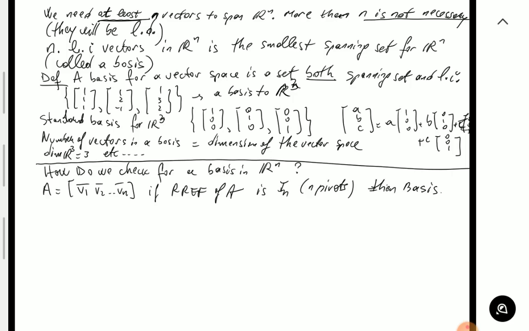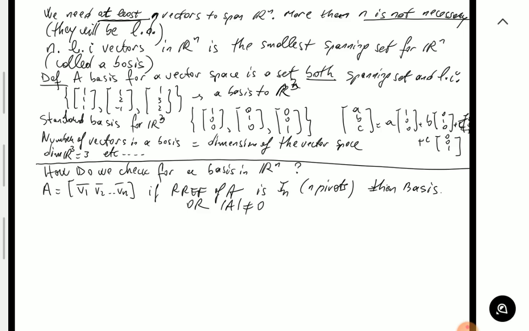And notice that there is an equivalent way of checking this, because having a unique solution is equivalent to saying that A has an inverse. That means the determinant of A is not equal to 0. So that's another way of checking for a basis. That's usually the most straightforward way: just compute the determinant, and if it's not equal to 0, then it's a basis.